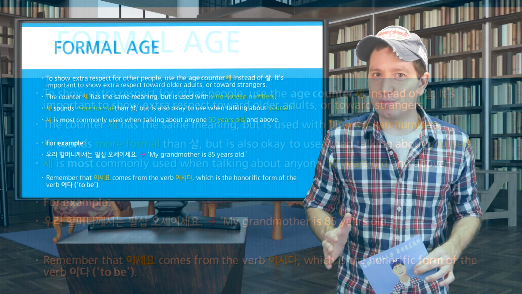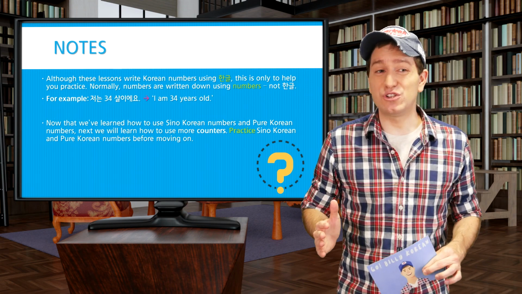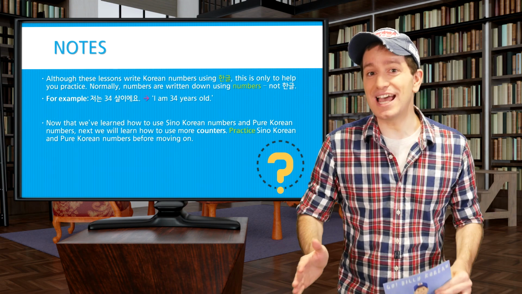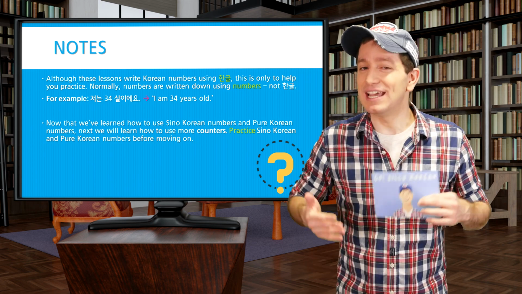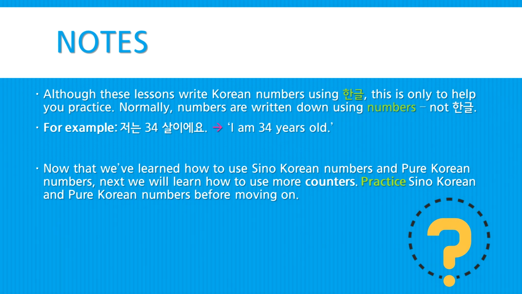And one more quick note before we go. All of the numbers that we've used so far have been written down using Hangul, and this is just to help you practice reading those numbers. In reality, numbers are written just using numbers. For example, 저는 34살이에요. I am 34 years old.